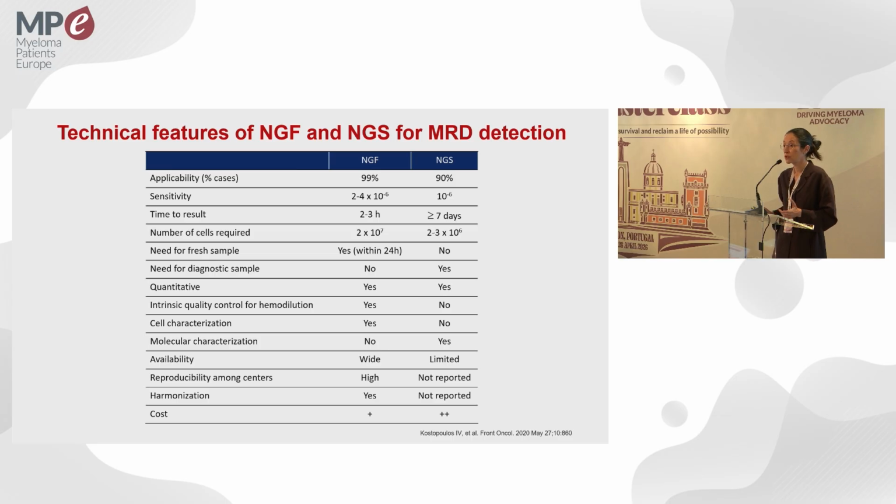So these two methodologies have been accepted by the International Myeloma Working Group to assess MRD in the marrow of patients with myeloma. They have different features, but I would like to highlight a couple of them. So the first one is that, as we have already commented, for next-generation sequencing, we need a baseline sample to identify the fingerprint of the clonal plasma cells. Otherwise, we cannot perform the technique.